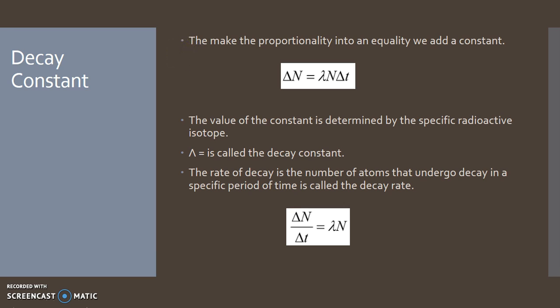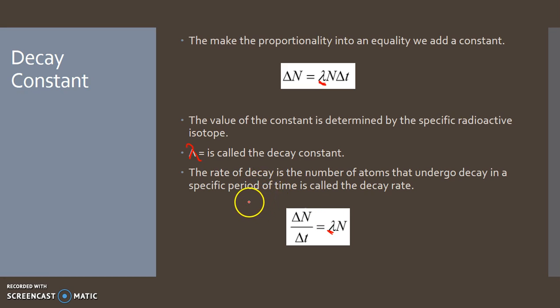Next, we're going to be talking about the decay constant. To make the probability an equality, we add a constant. The value of that constant is determined by the specific radioactive isotope. It's called the decay constant. So every time you see this symbol in a formula, that is going to be the decay constant.